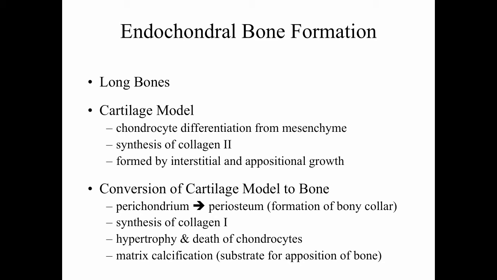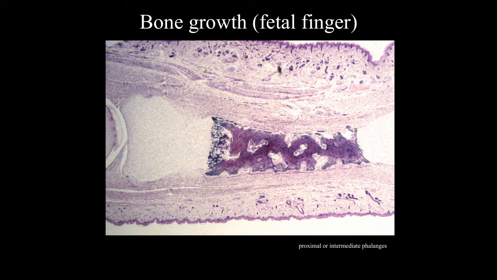That blood supply carries osteoprogenitor cells, which are going to differentiate into osteoblasts, and osteoblasts will synthesize and secrete collagen 1. As the matrix calcifies, you cannot get diffusion. Remember, the chondrocytes can only survive by diffusion. The matrix calcification will serve as a substrate for appositional bone growth. Now what I'm going to do is first show you some histological images, and then we'll describe the process.